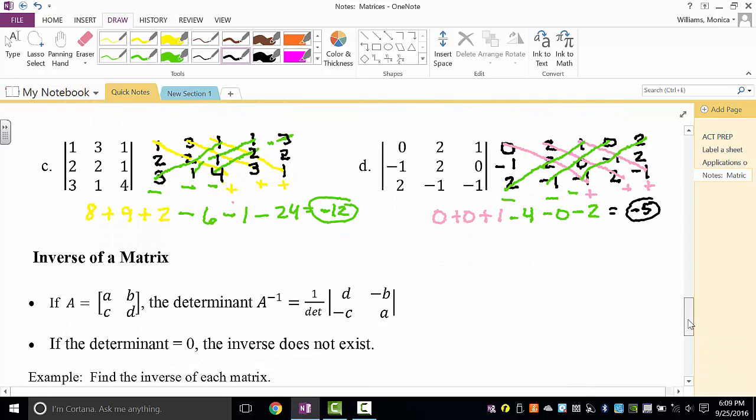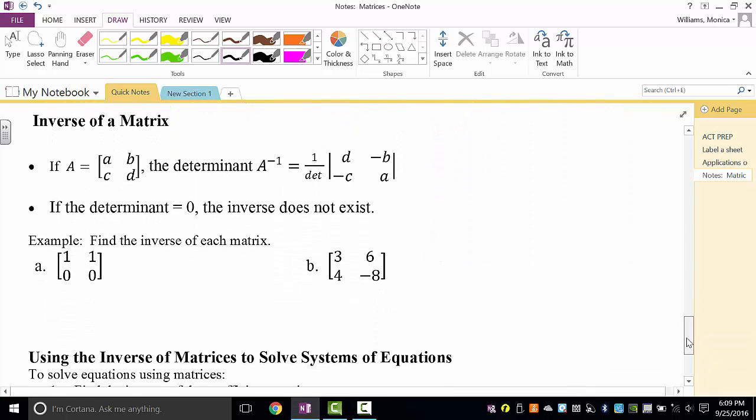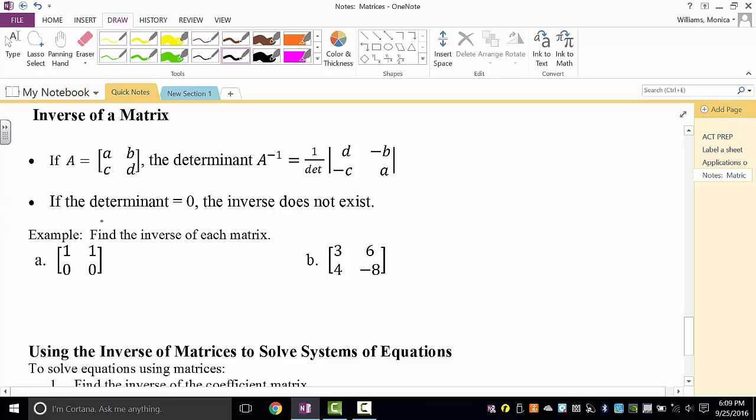Okay, next we're going to look at how to find the inverse of a matrix. To find the inverse of a matrix, the first thing you want to do is find the determinant of that matrix. So you do 1 times 0 minus 1 times 0, and we get 0. If the determinant equals 0, the inverse does not exist. So the inverse on example A would be DNE, does not exist.